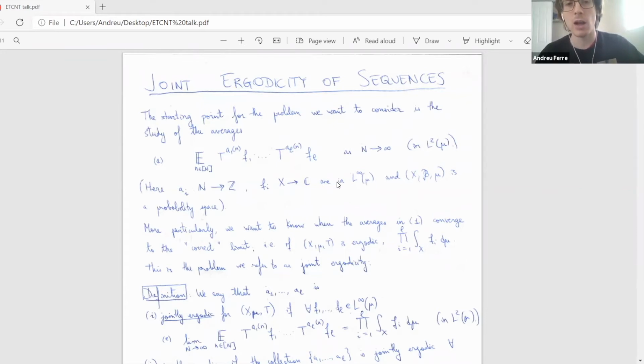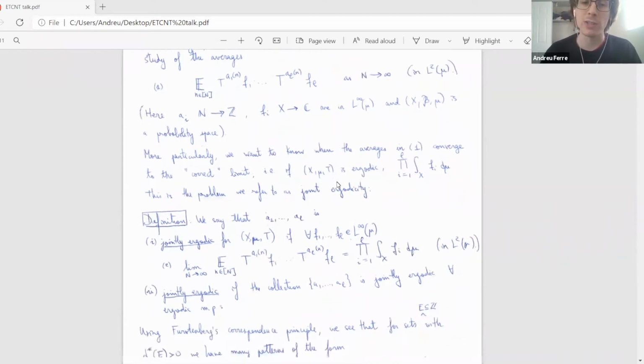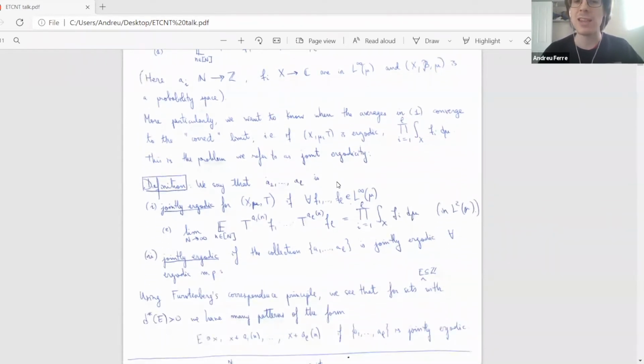And the actual definition that we'll use is we say that a family of sequences A1 through AL is jointly ergodic for a particular system, (X, mu, T), if for any F1 through FL in L infinity of mu of this system, we have this convergence to the product of integrals. And we say generally they are jointly ergodic if the collection A1 through AL is jointly ergodic for every ergodic measure preserving system. Here I forgot to mention it, but this system is assumed to be ergodic.